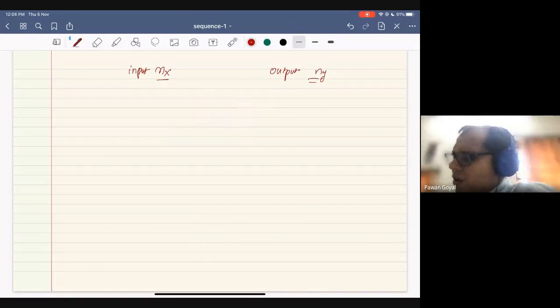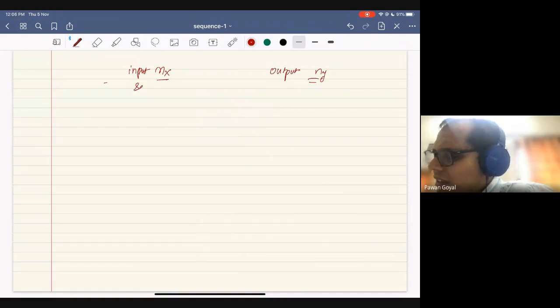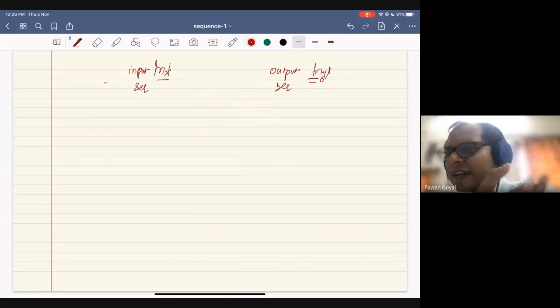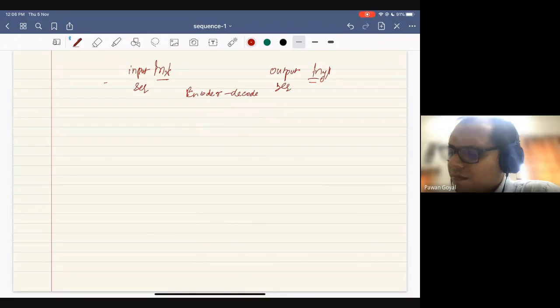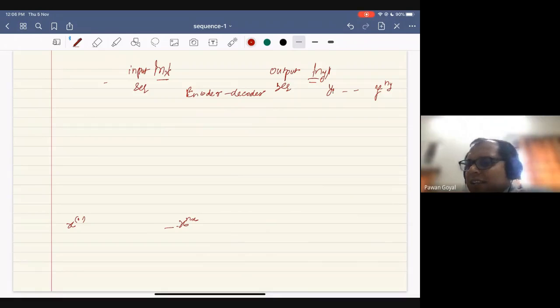I want to generate, given this input sequence of length nx, an output sequence of length ny. How would I do my training for an encoder-decoder RNN? So the input is my x1 to x nx, and the output is my y1 to y ny. Okay, so how would I take this as input?